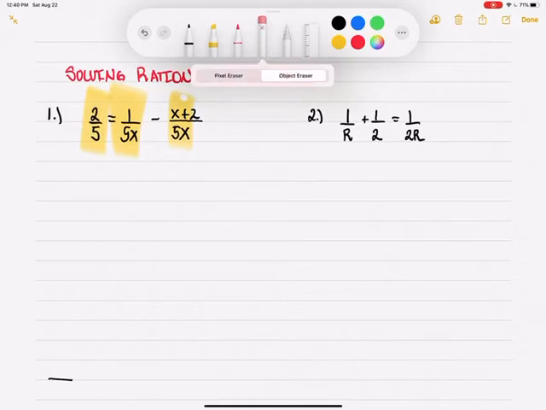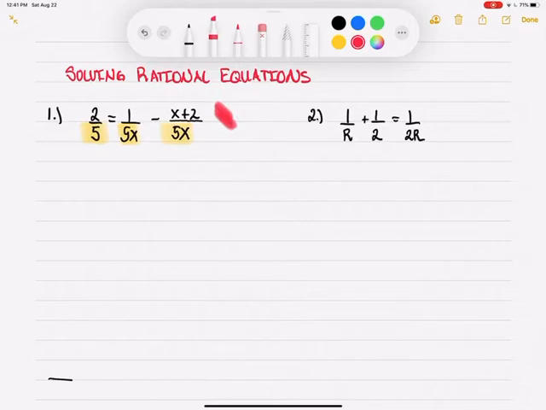To solve rational equations, the first thing you need to do is look at the denominators. So I have 5, 5x, and 5x. What I need to do is find what's called the lowest common denominator, LCD, lowest common denominator. So the lowest common denominator, if I look at what I have: 5, 5x, and 5x.